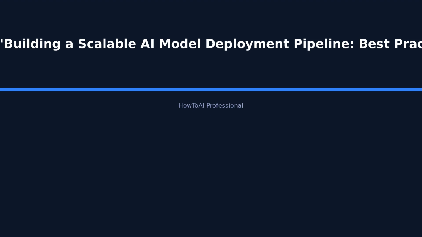The importance of deployment pipelines. Before we delve into the specifics of building a scalable deployment pipeline, let's take a moment to understand why deployment pipelines are essential. An AI model deployment pipeline is a series of steps that facilitate the transition of machine learning models from development to production.